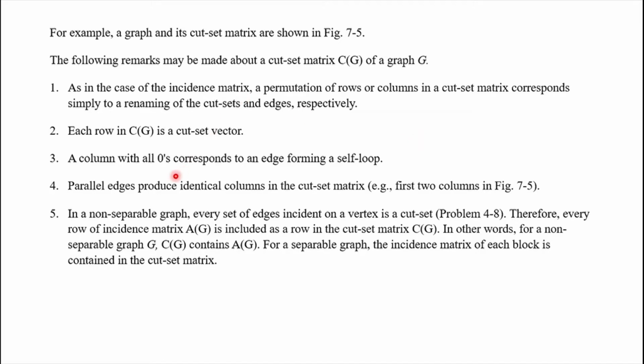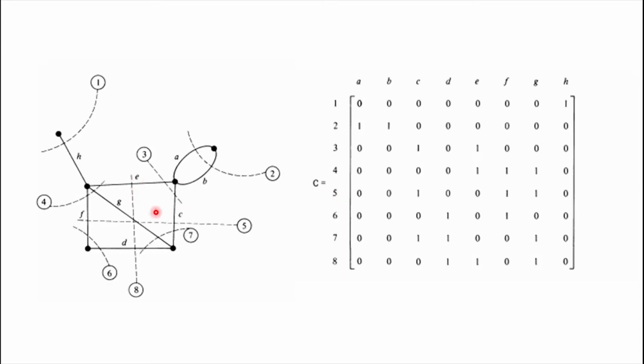The next one is parallel edges produce identical columns in a cut set matrix. So in this particular example, A and B are the parallel edges, and as you can see, the columns of A and B are totally identical to each other.